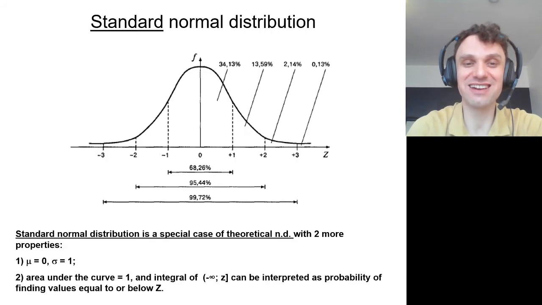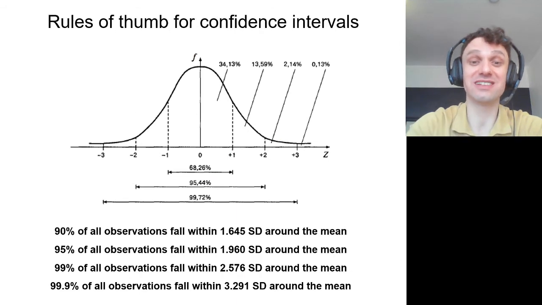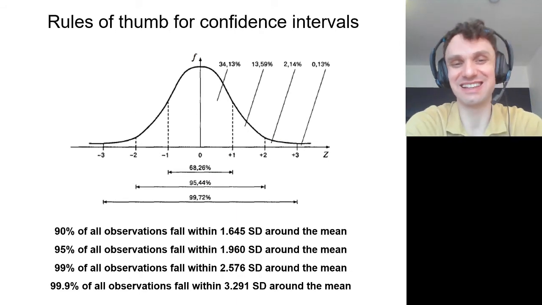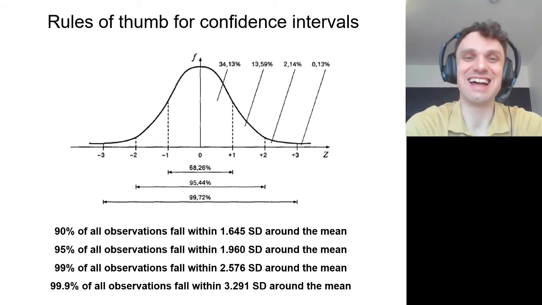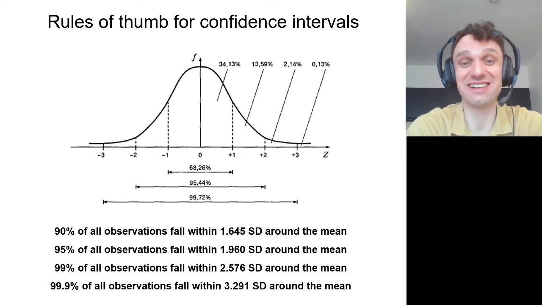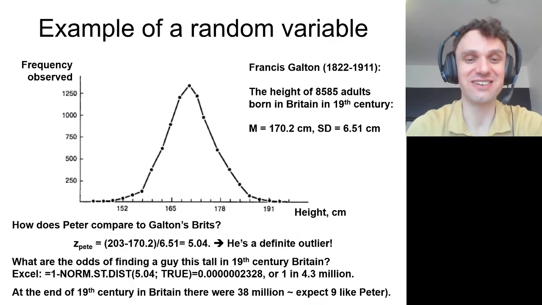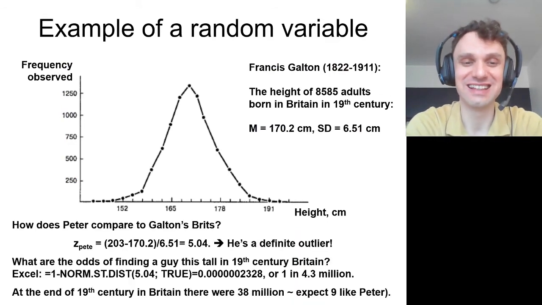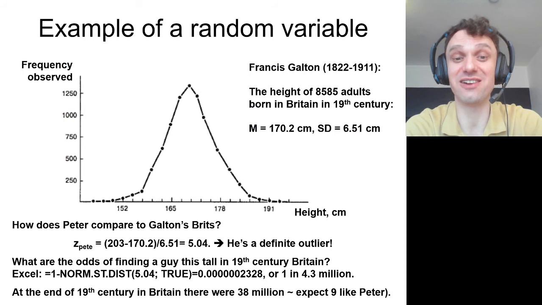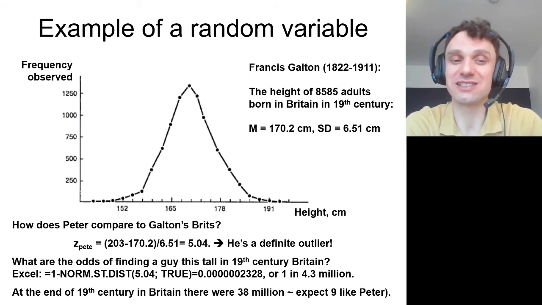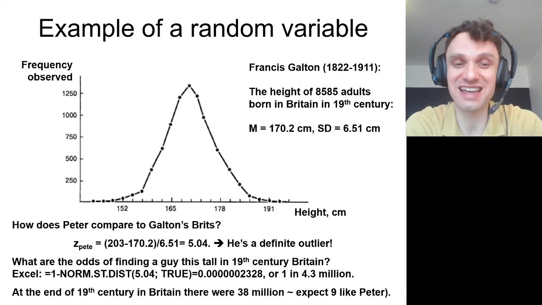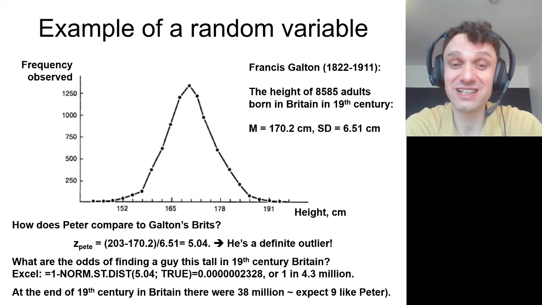So if you look at the diagram, you see that 5 is not even on the picture. Normally, we are only interested in the values from -3 to 3, because values outside this range are very, very unlikely. It's less than 1 in 1,000 that you are likely to get a value as far away from the mean. So for Peter the Great, for this value of 5, you can actually calculate what the odds are, what is the probability of finding a guy this tall in 19th century Britain.